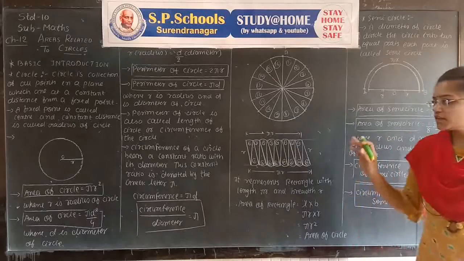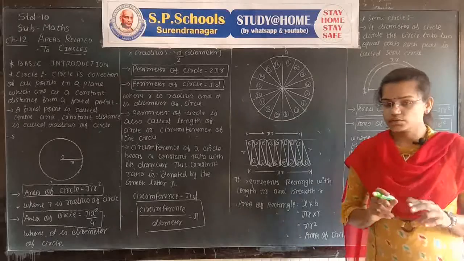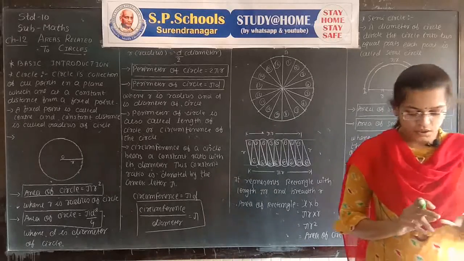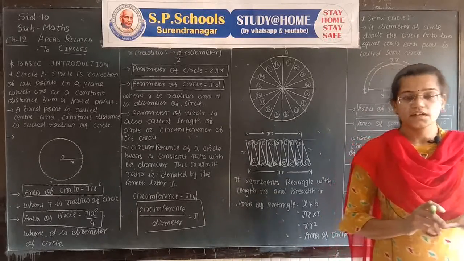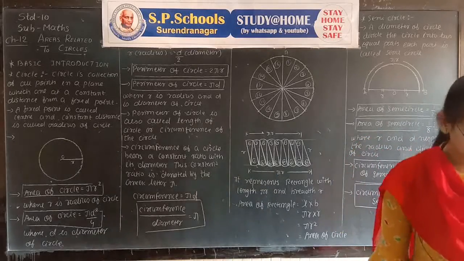Area of circle is completed. Perimeter of circle, meaning the circumference of circle, is completed. Area of semicircle is completed and circumference of semicircle is completed. Now two more things are here: quadrant of circle and area of ring. Now we discuss it for our theory.